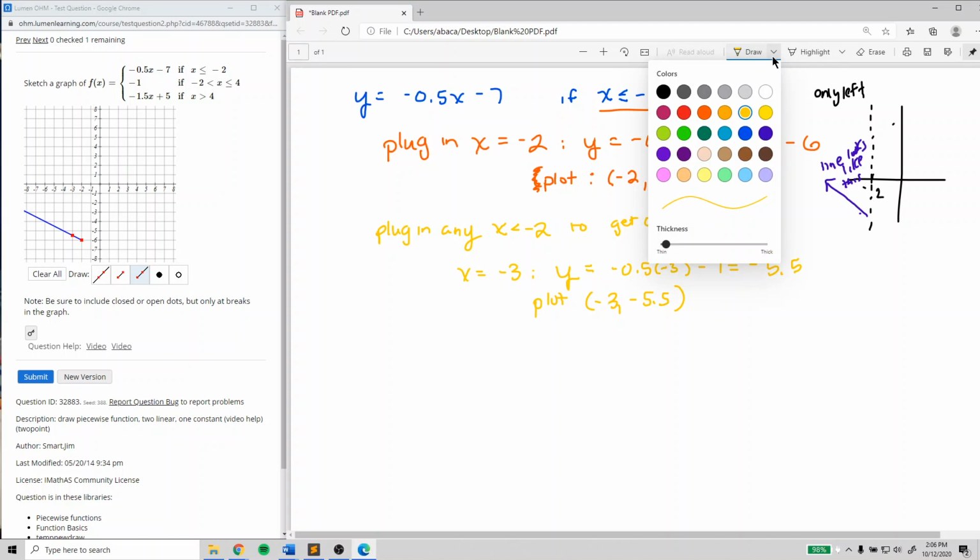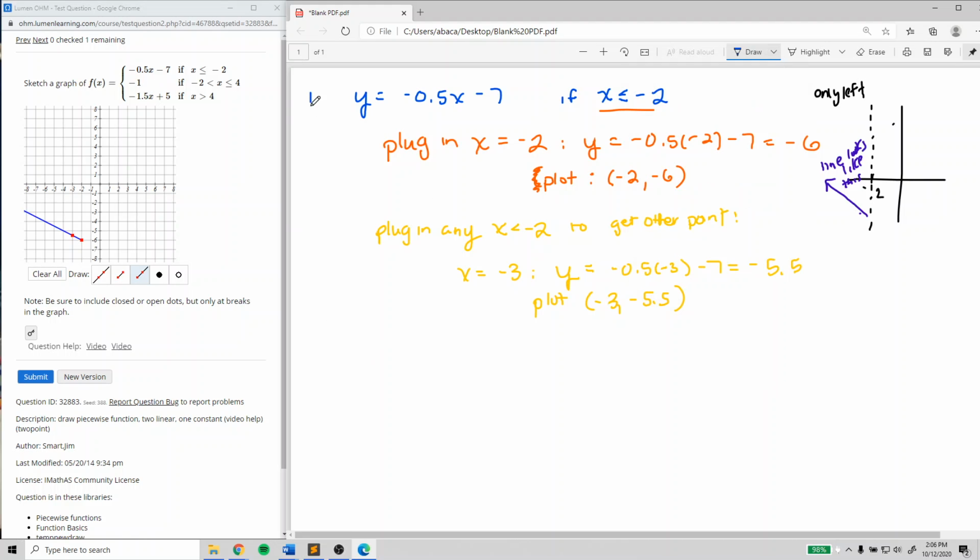Now we want to move on to the second line. So that was the first one. Moving down to the second one, y equals negative 1 if negative 2 is less than x, which is less than or equal to 4.